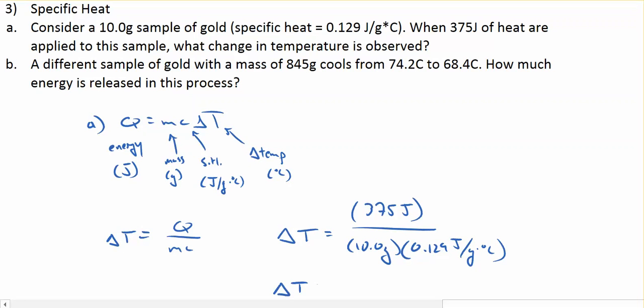This gives me a change in temperature equal to 290.7 degrees Celsius, but I'm restricted to 3 significant figures, so I'll round that to 291 degrees Celsius.